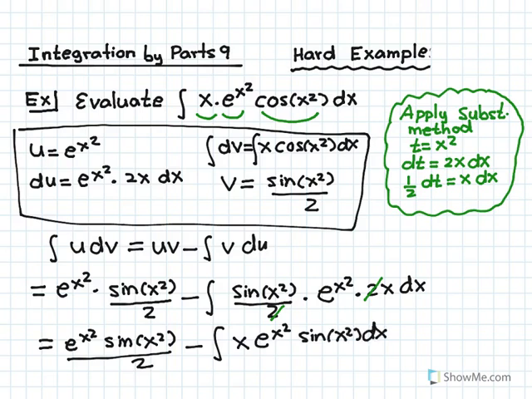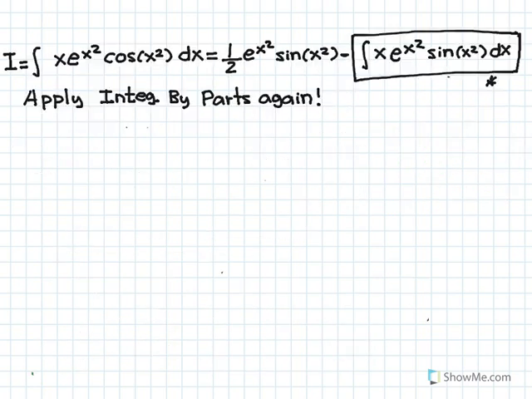Now, you can see how we started with the integral of x e to the x squared times cosine of x squared dx, and now we have another integral that looks very similar. So that means we have to integrate by parts again. What we have is the integral of x e to the x squared times cosine of x squared dx equal to 1/2 e to the x squared sine of x squared minus the integral of x times e to the x squared times sine of x squared dx. We're going to apply integration by parts again, and we're going to solve this integral.